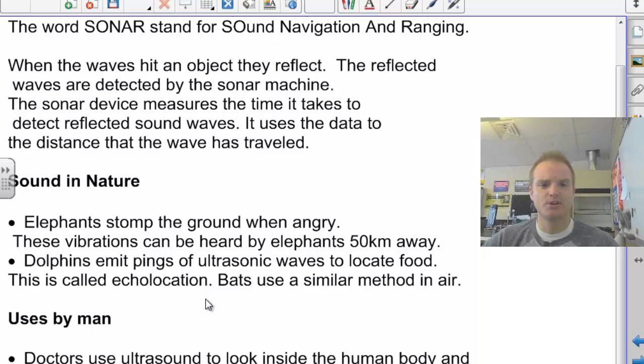So now dolphins and bats. They use a system called echolocation. Dolphins emit these pings, these high-pitched pings above what we can hear, ultrasonic, to locate food. Again, that's called echolocation. Just like the name says, echolocation, using those echoes, reflected sound waves, to find where they are or to find food. And bats use a similar method in air. You probably heard the expression blind as a bat. Bats don't really use their eyes. They use echolocation to hunt, and they eat their body weight in insects every night. So they're very good at using echolocation to find their prey.